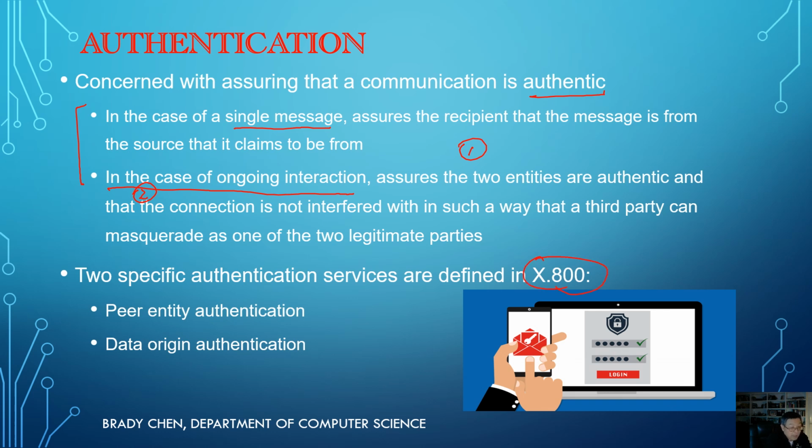Okay. In ITU-T X.800, two specific authentication services are defined. The first one is peer entity authentication. And then the second one is the data origin authentication. We're going to talk about these two in the next slide.